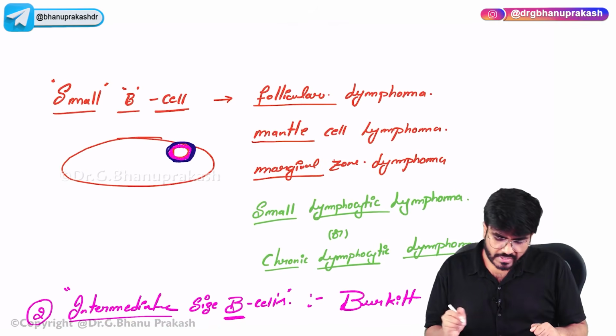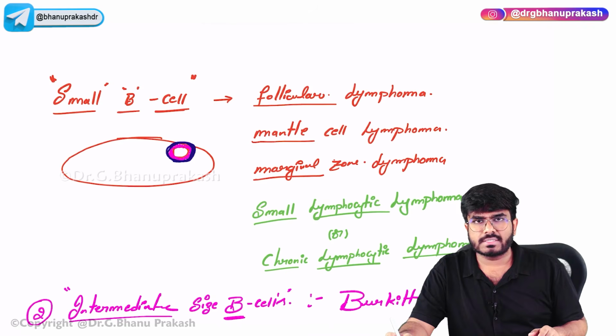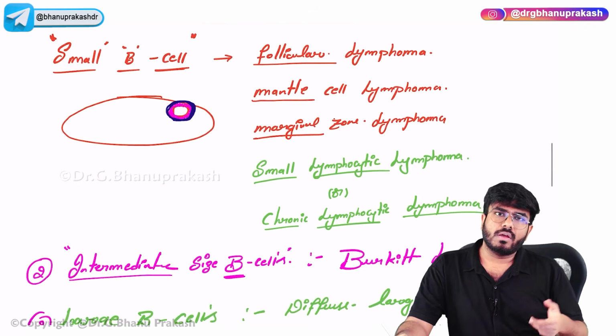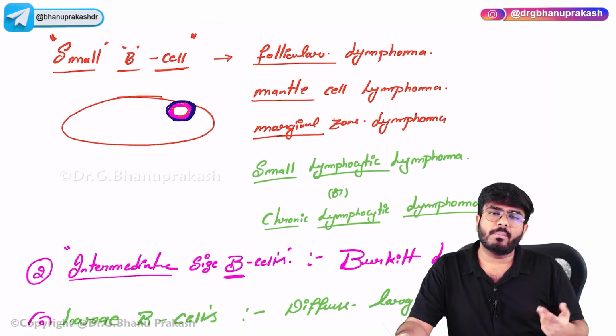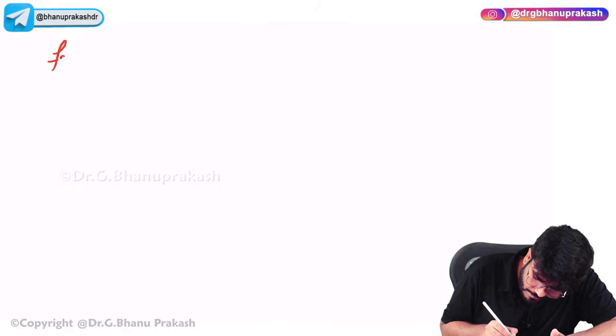So now you should tell me, first we have to start with what? We have to start with the small B cell lymphomas. What are the examples of small B cell lymphomas? Follicular lymphoma, mantle zone lymphoma, marginal zone lymphoma. So now let's start with the follicular lymphoma.